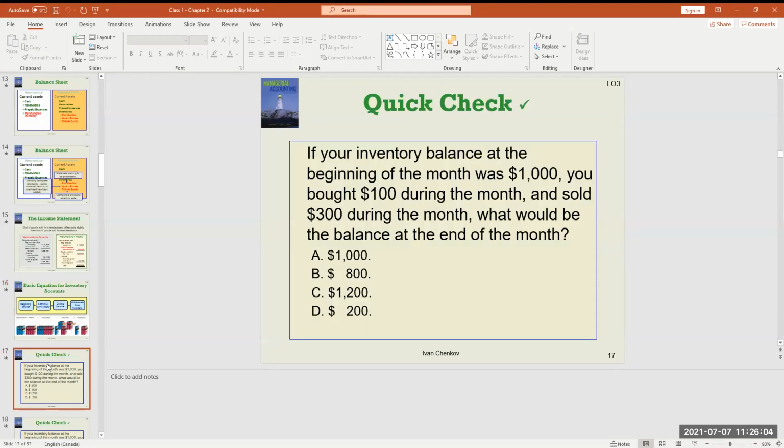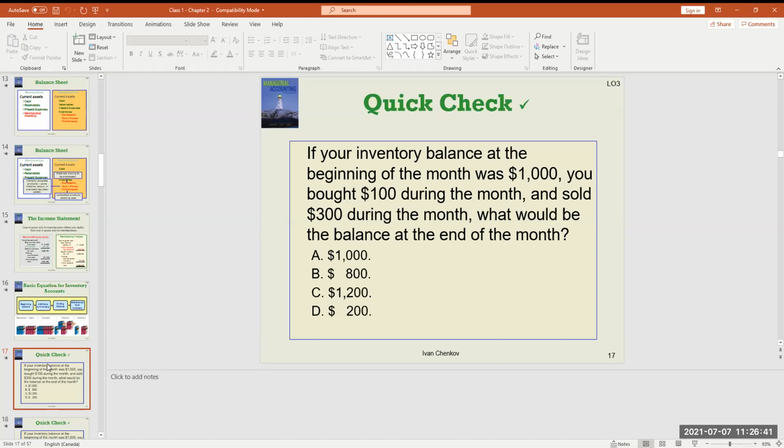Let's do one quick check. If your inventory balance at the beginning of the month was 1,000, you bought 100, you sold 300, what's your balance at the end? You had $1,000 in your pocket. You withdraw $100. You purchase, you went to Metrotown, you spent $300. How many dollars do you have? 800. 800. Okay, with Metrotown it works.